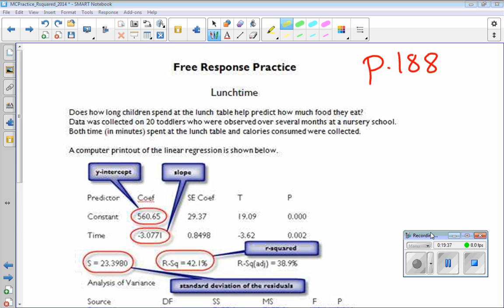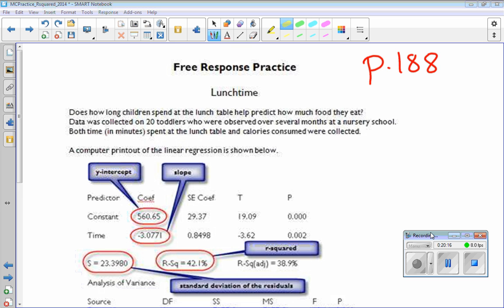Constant coefficient. And then your coefficient of the other variable, which in this case was time, is going to be the slope. If you look at the computer printout on page 188, it doesn't say COEFF. It actually says the column as coefficient, doesn't it? So either way, COEFF or coefficient written out, the constant is going to be your y-intercept, and the other variable, which is always given to you in context. This one was time. The one in the book, I believe, is protein.